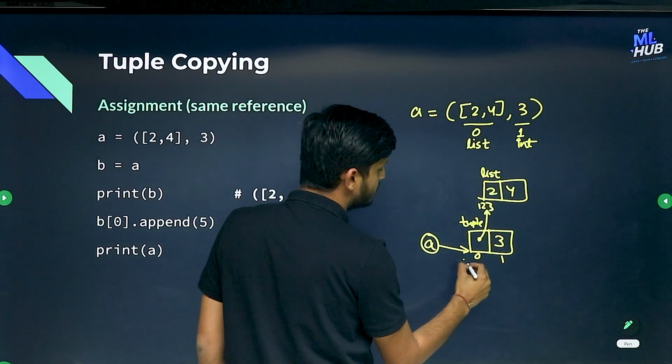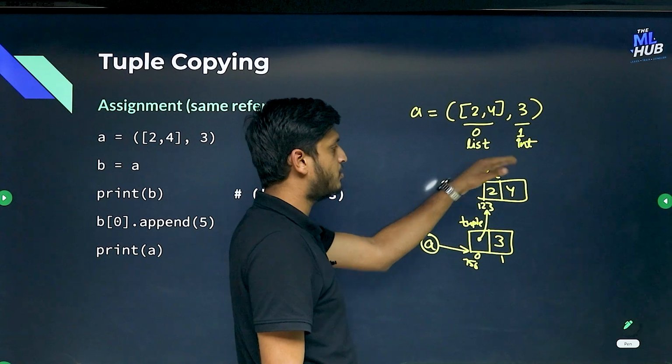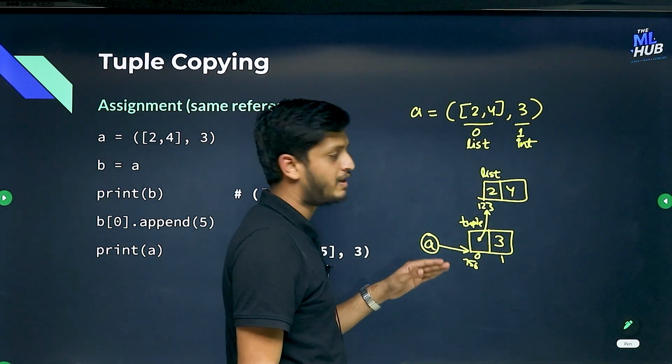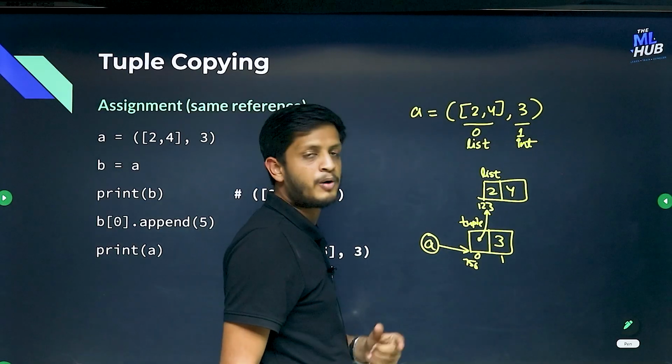Let's say this is memory location 756. So internally this is how it will be stored. The list will be stored somewhere else and the tuple will be stored somewhere else, and the pointer to the list will be there in the tuple, and the variable will be pointing to the tuple.